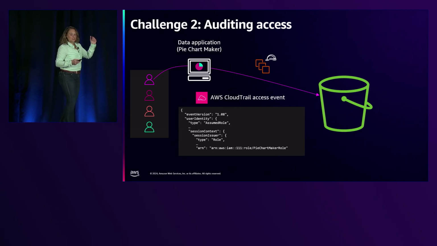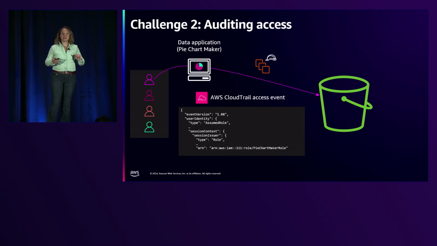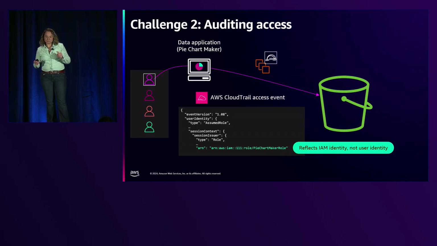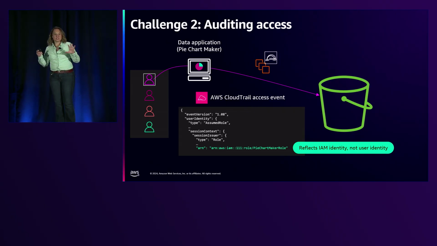But you would actually prefer, here we have the Magenta user creating a pie chart. We'd actually like some record in CloudTrail of who was sponsoring this data access. So that's a bit of a challenge. So these are two twin challenges in these many-to-many, not so role-based access control scenarios in S3.